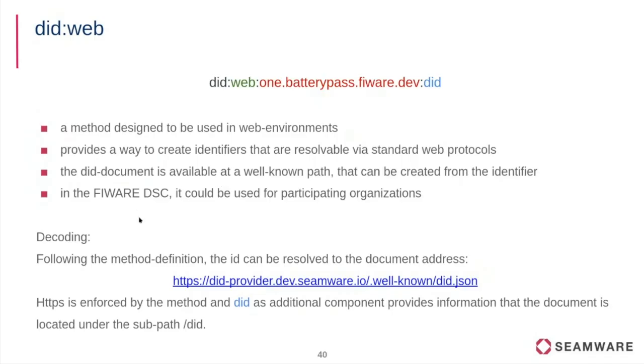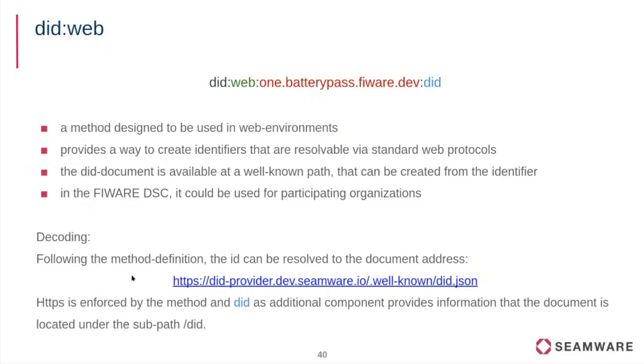In the FIWARE Dataspace Connector, we usually use this for the organizations themselves. So an organization already in most cases has some web infrastructure, can provide such a JSON document, and has the benefits of all the additional features that a JSON can provide that a key cannot provide, because the key obviously cannot be extended into a JSON document beyond its public key.